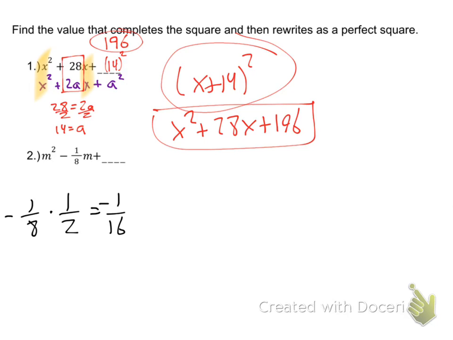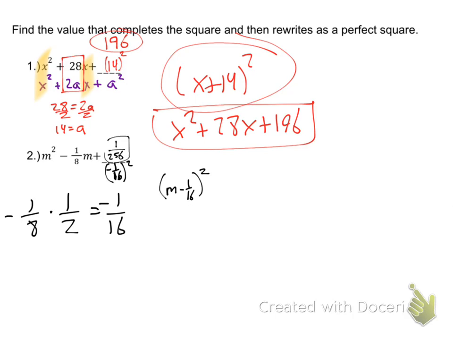So that is the value, but that is the value that's being squared. So actually right now it's probably easier to tell me what the perfect square is. What's the perfect square? m minus 1/16. m minus 1/16, all of it squared. Boom. We still have to find that number, but remember when you square a fraction, you square the top and bottom. What's negative 1 squared? Oh, negative 1. No. 1. Oh. 16 squared, 16 times 16?